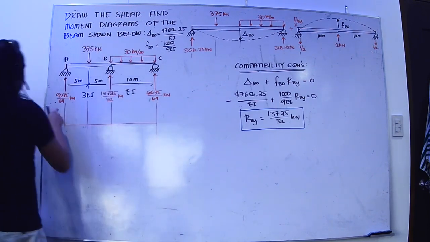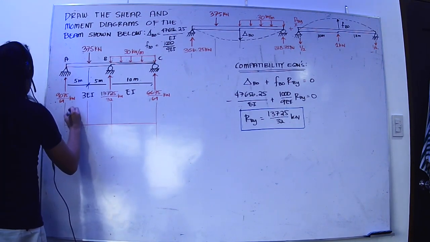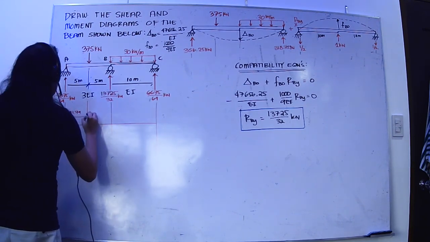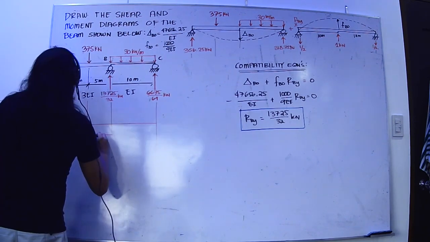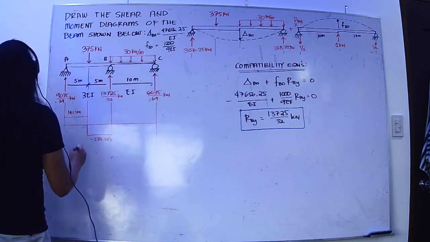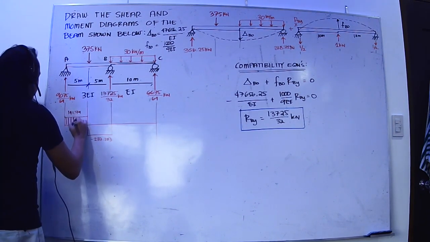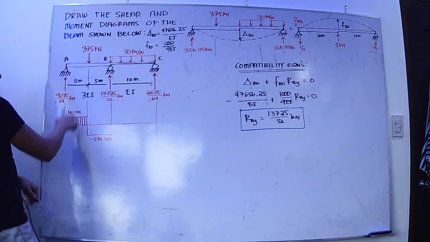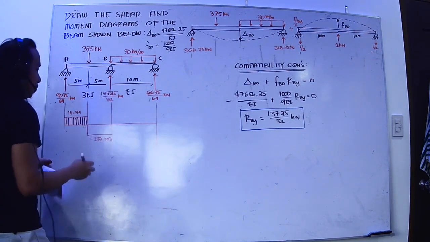Shear here is approximately 141.79. Going down, that is just negative 233.203. First we have the value 141.79 minus 375, so it becomes negative 233.203.